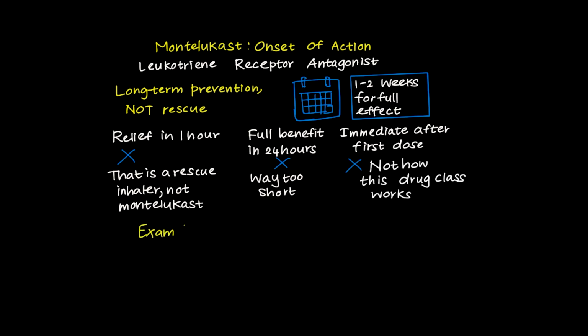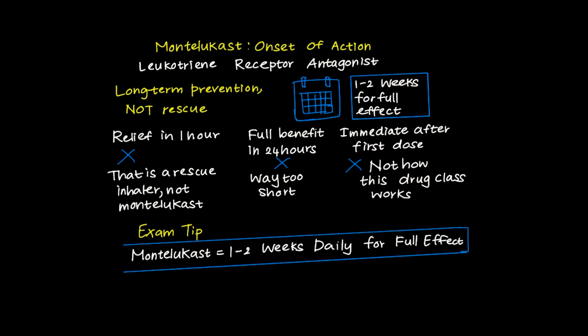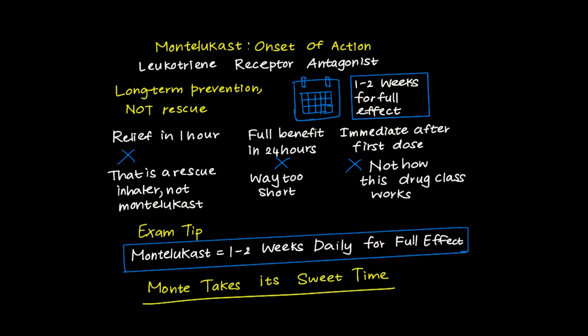Here is a WGU D441 OA exam tip for you. Montelukast timing questions always test whether you know it takes 1 to 2 weeks. If the question asks about onset of effectiveness for montelukast, pick the longest reasonable option. Quick recall hook: Monty takes its sweet time, 1 to 2 weeks to work.